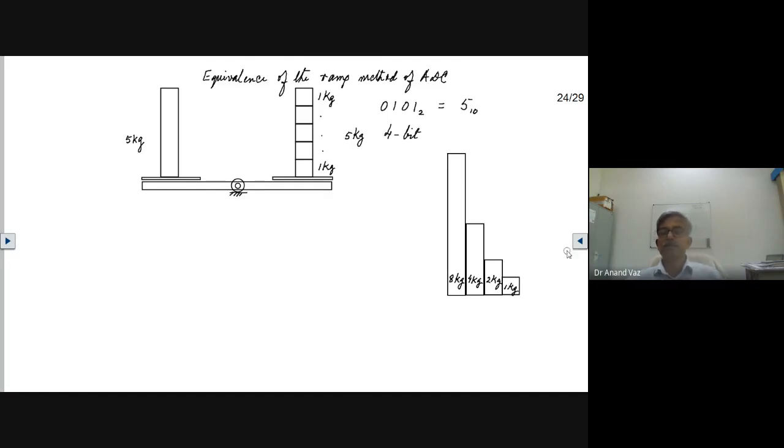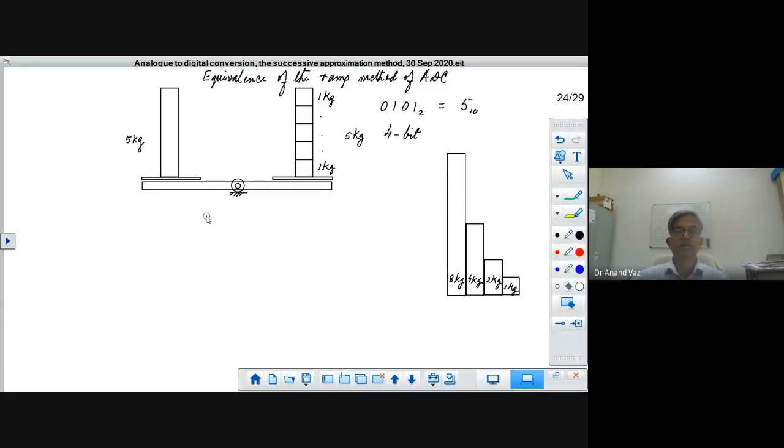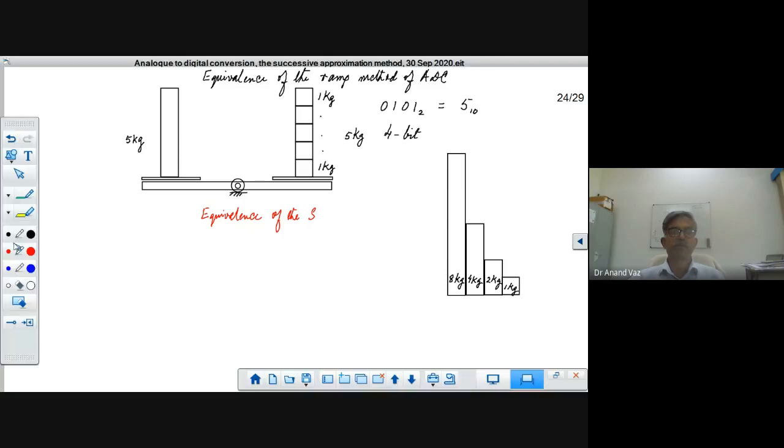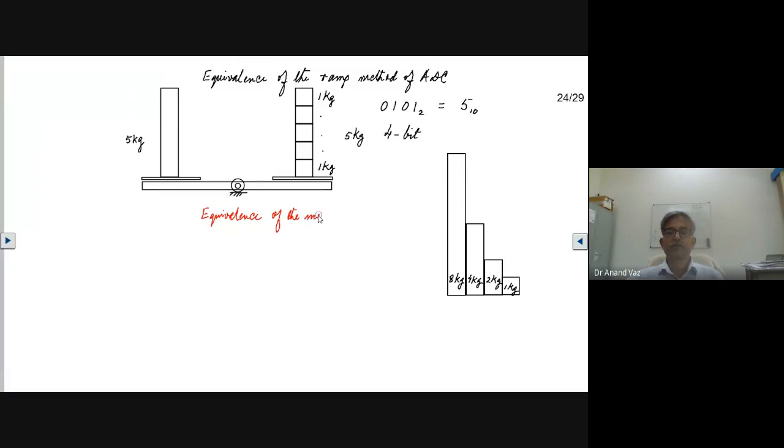Now, this was the ramp method. Now we will try to follow the method of successive approximation. So I'm first going to just explain to you what it is. We are just finding out the successive equivalence of the method of successive approximation.